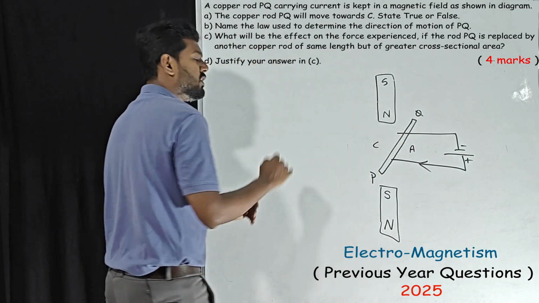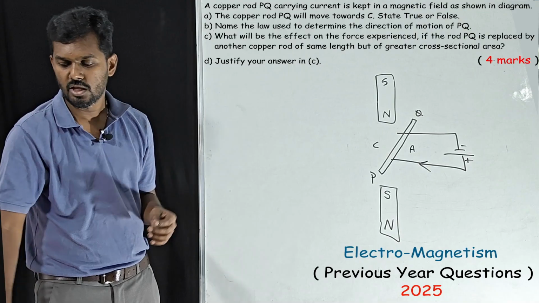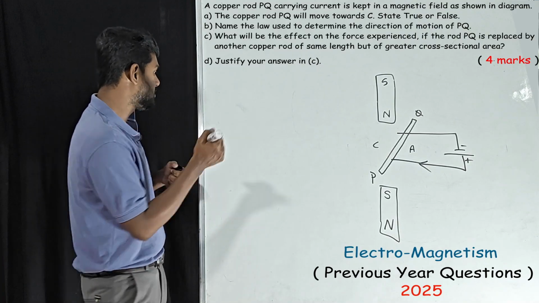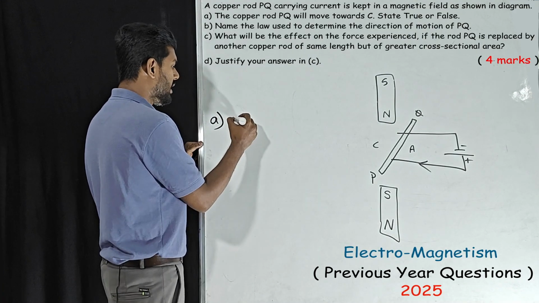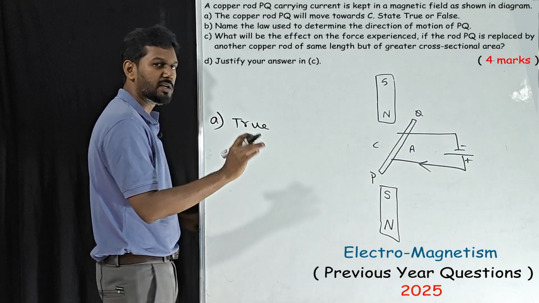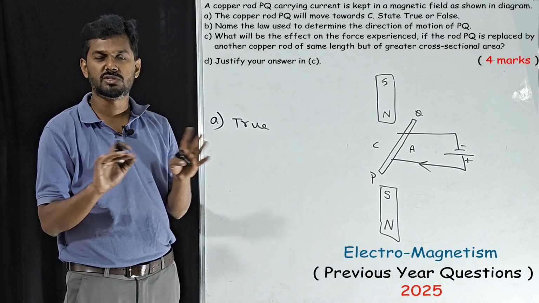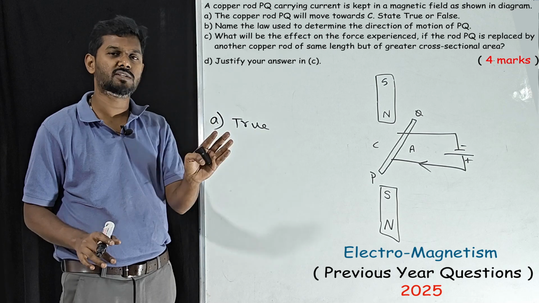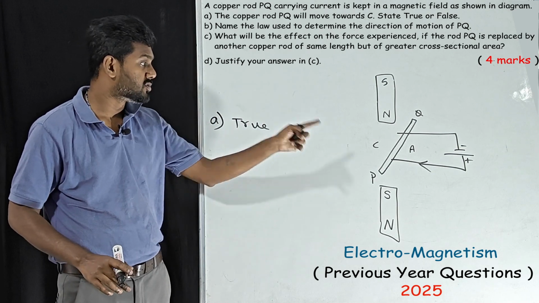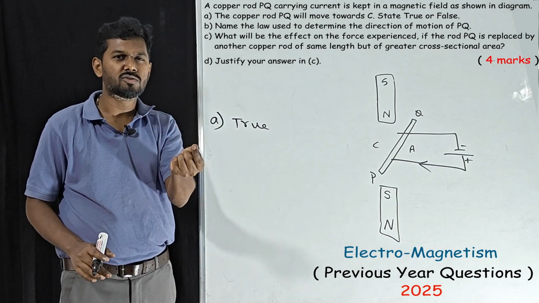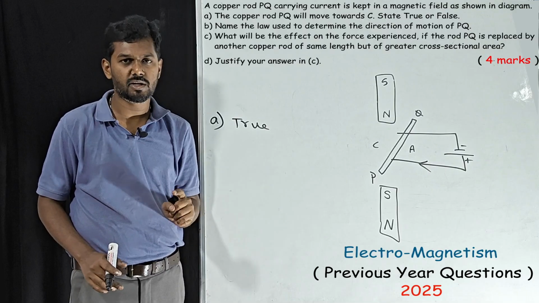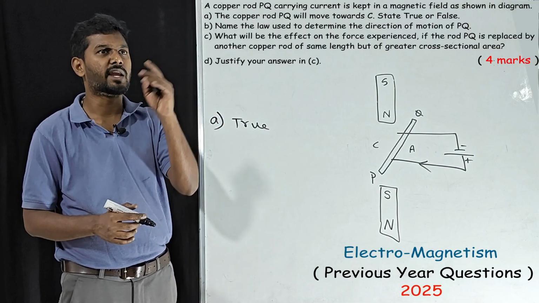So this rod will move towards C. So option A, sub question A, is true. That's it. You should not write that A is correct, all those things. They are asking true or false, so you just write true or false. So whenever you get a small doubt, just go back and rewatch it. You will definitely understand. Now we'll go for the second question.